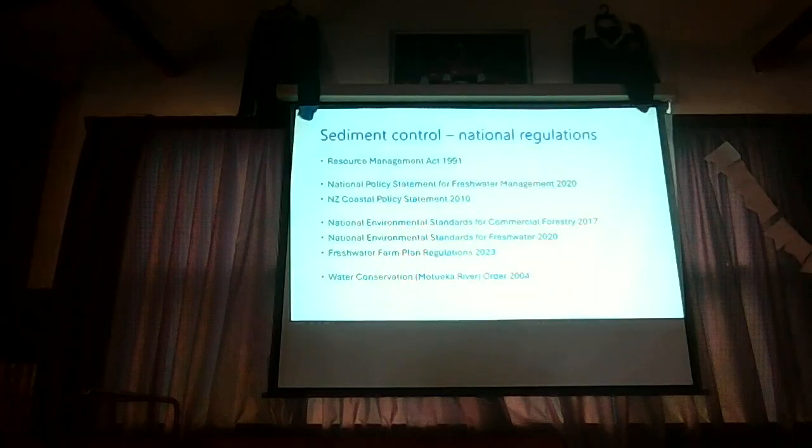And the other key relevant one here is the freshwater farm regulations that have come in more recently. These are really quite practical action plans, and they're really focused on the specific bespoke action plans for your farm. So you have to look at catchment context, the challenges and values. And within the Motueka catchment, Helen Forsey here is the facilitator.